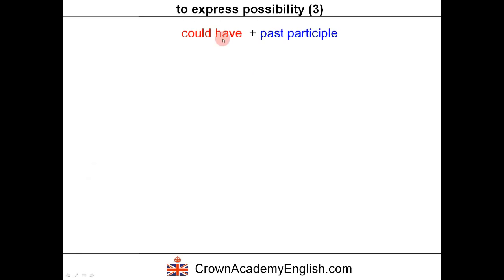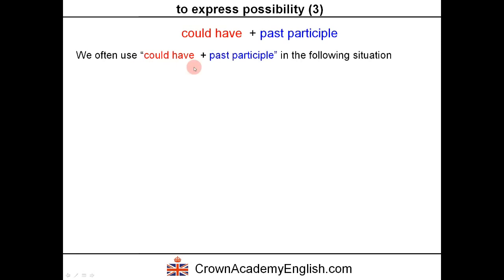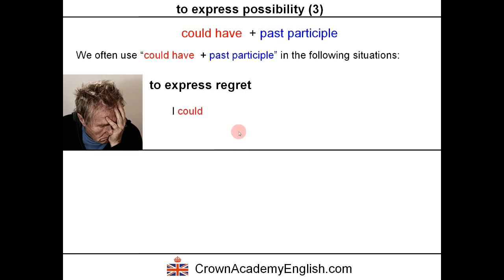So I want to give you some more information about this structure. Could have past participle. So we often use could have plus past participle in the following two situations. To express regret. So regret is when we think about something that we have done in the past, or when we think about something that we have not done in the past and we are sad. Example. So this man is sad, he's thinking about his past, and he's saying, I could have been a doctor. So he had the possibility of being a doctor in the past.